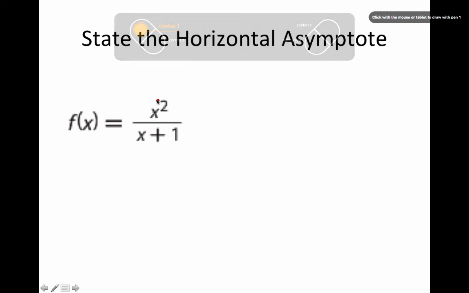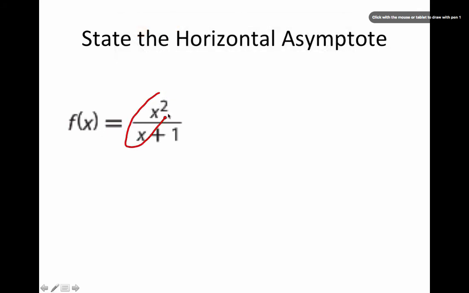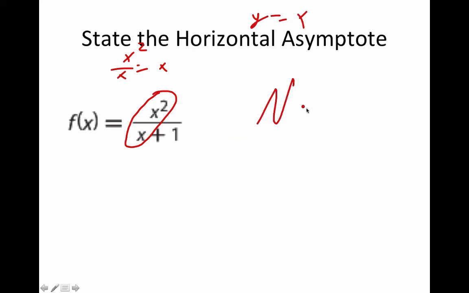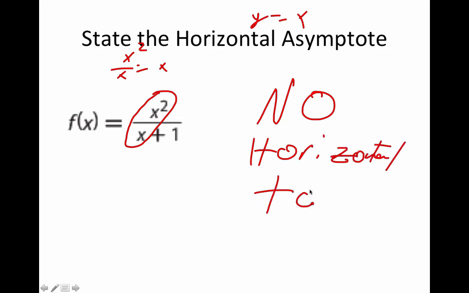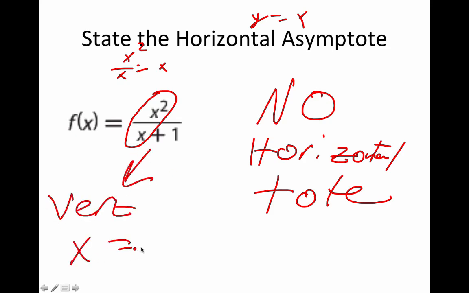State the horizontal asymptotes. Again, all we're going to do is take a look here. Bigger on the top, bigger on the bottom. If I don't remember the rules, simplify it. X squared over x is x. Does the line y equals x have any asymptotes? No horizontal asymptote. Vertical asymptote: x equals -1. There you go.